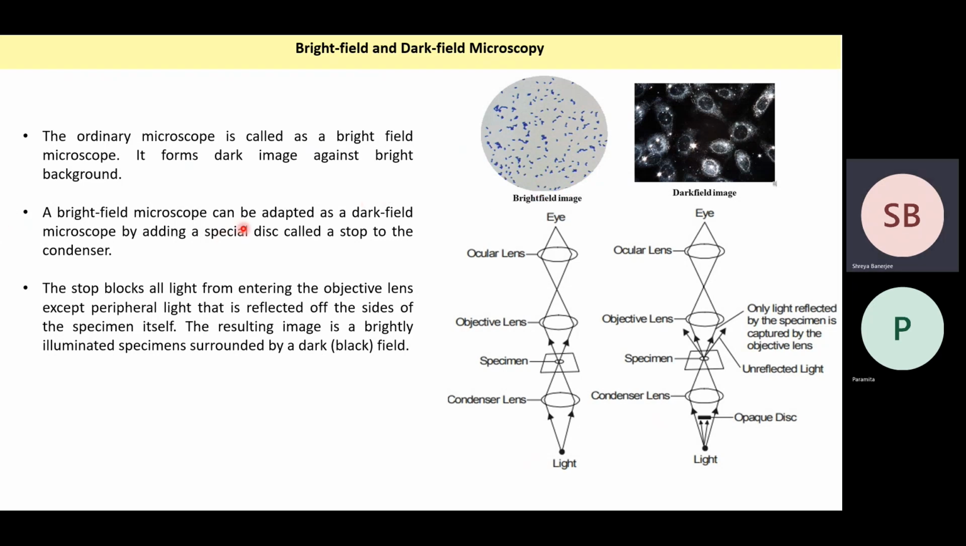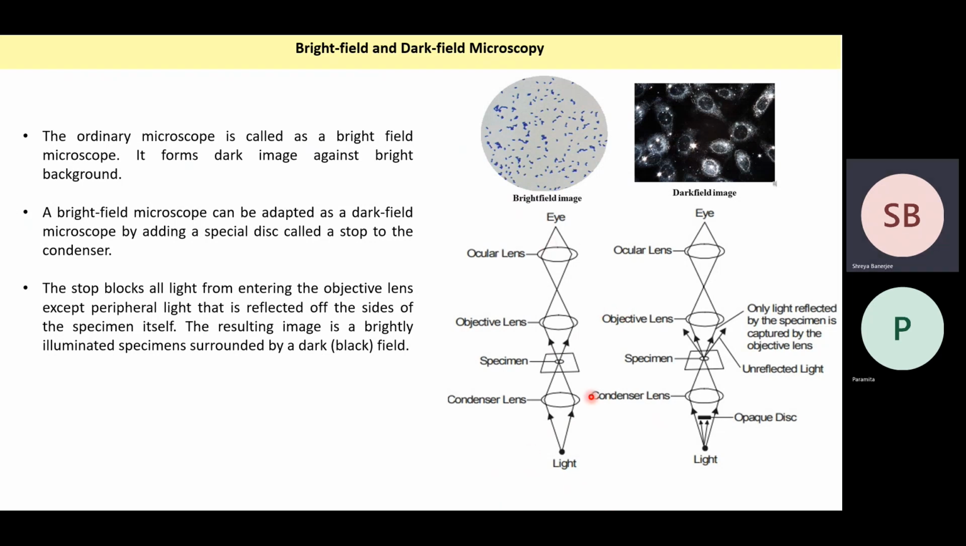A bright field microscope can be adapted as a dark field microscope by adding a special disc called a stop to the condenser. So if you just remember the principle of the microscope that we learned so far, you have the specimen, the light passes through the specimen to the objective lens, and then from the objective lens, it reaches the eye. So this is the principle of the bright field microscope or the ordinary microscope that we have studied so far.